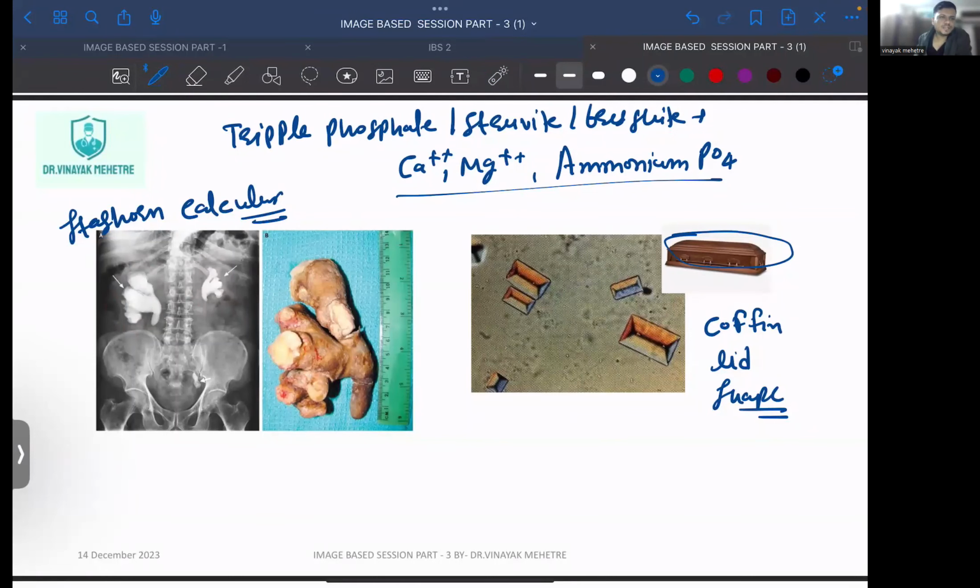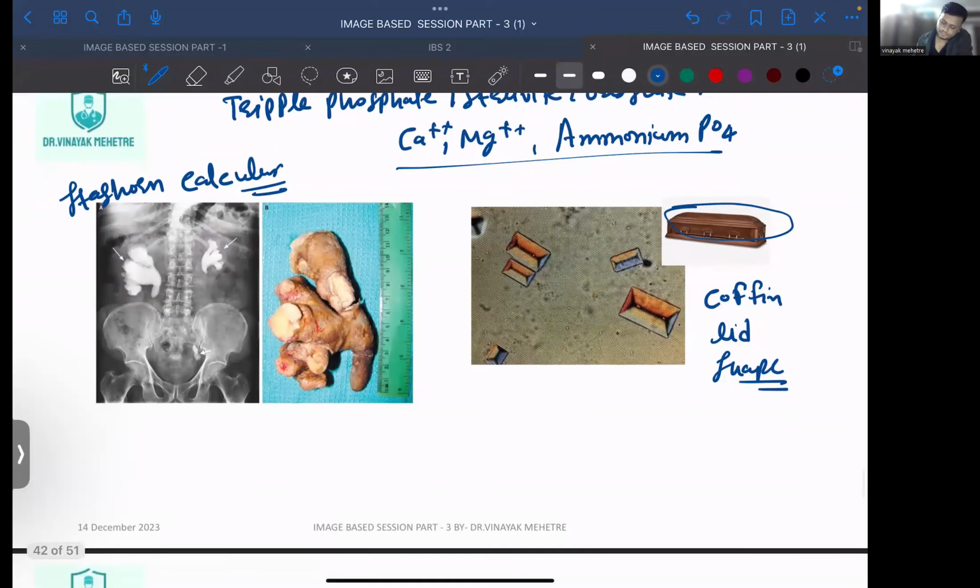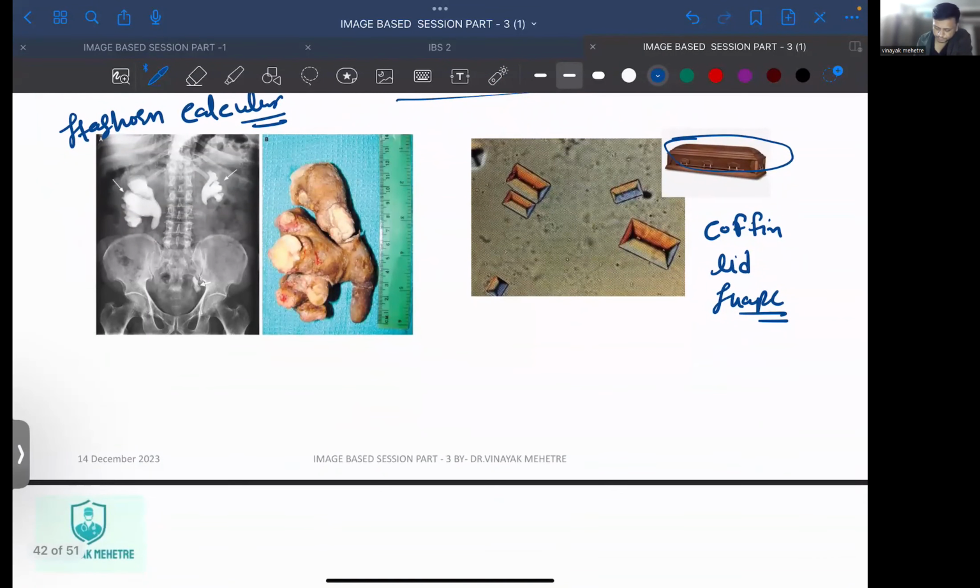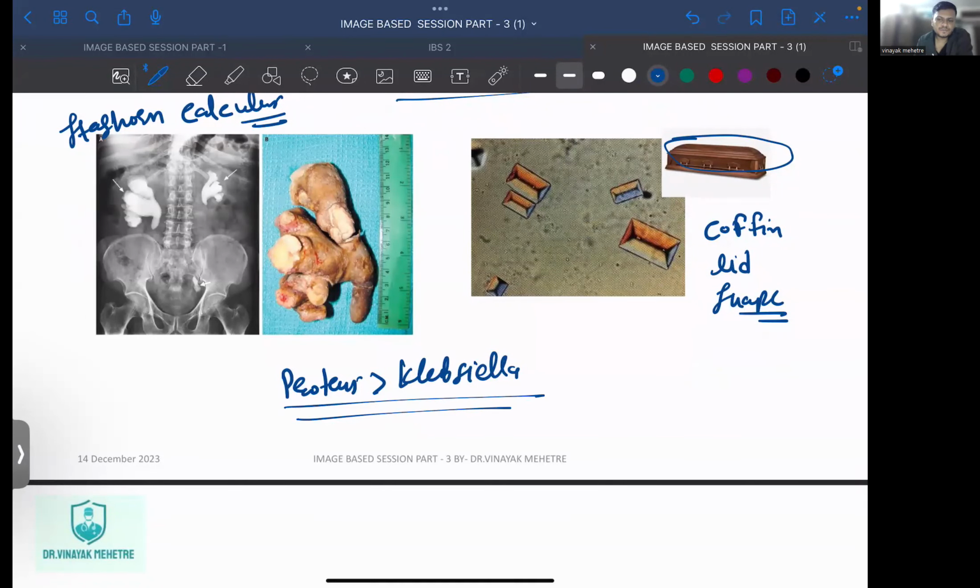Which organism is associated with triple stone? Microbe. It is Proteus. और कौन सा ऑप्शन में नहीं है Proteus? Then it is Klebsiella, right? In short, what we have, these organisms can be seen in alkaline urine. Okay, urine is going to be alkaline, because of ammonium phosphate. Okay, both organisms can cause staghorn calculus.